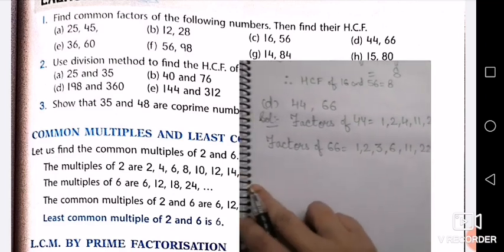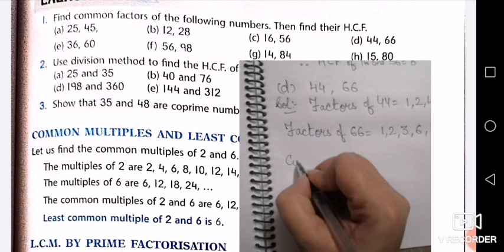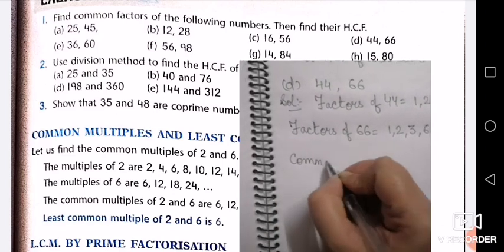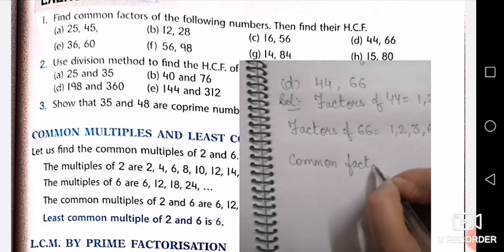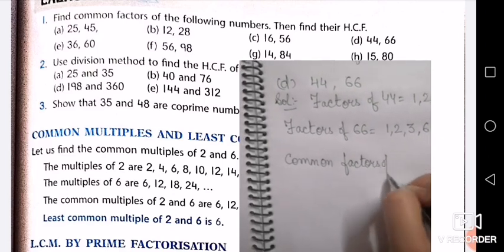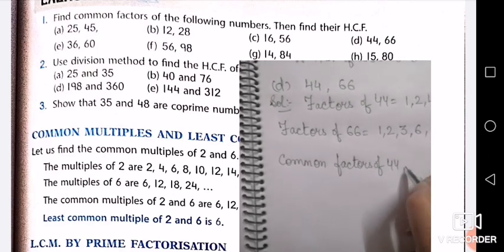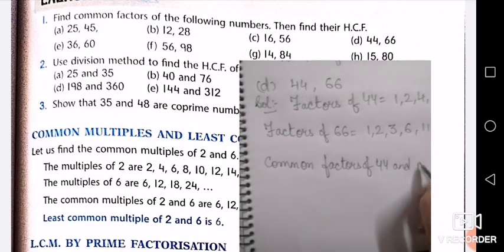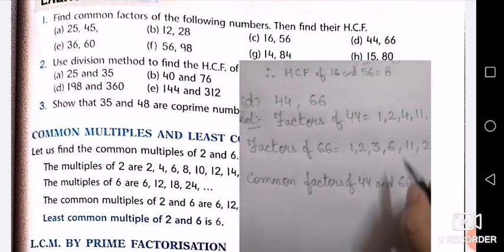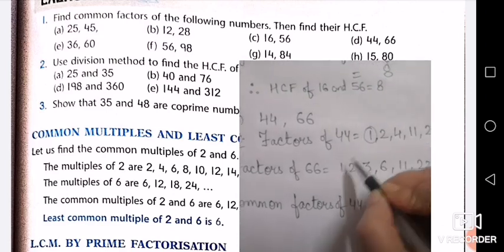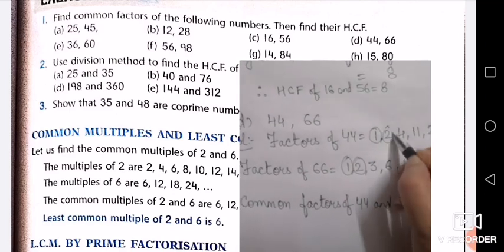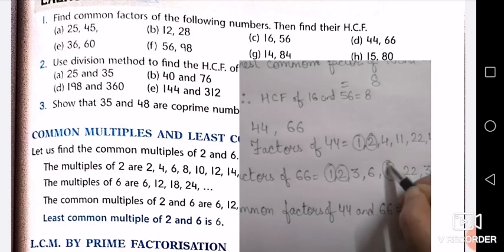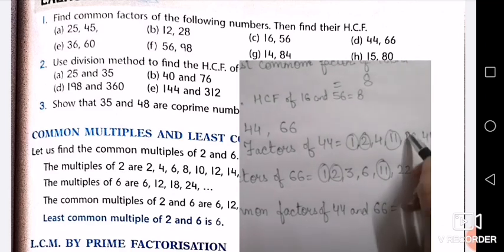Now we will find the common factors of both numbers. Common factors of 44 and 66. So what are the common factors? 1, 2, then 11, then 22.